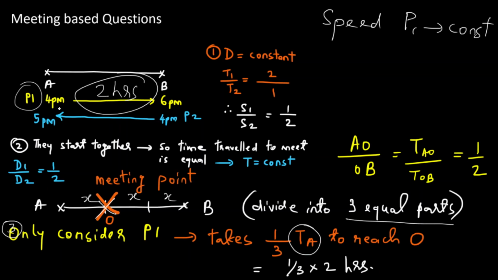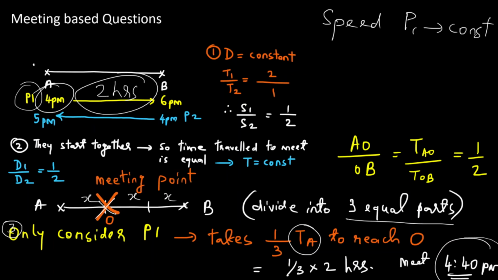Therefore, the meeting happens at 4:40 p.m. Right? So they are starting at 4 p.m. You add 40 minutes to that and you get 4:40 p.m. as the meeting point. Now let's quickly revise.